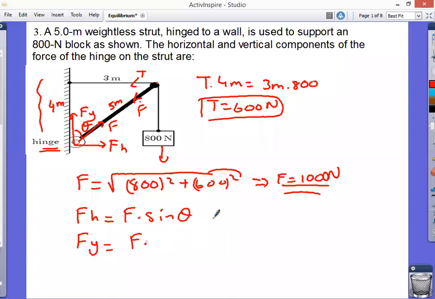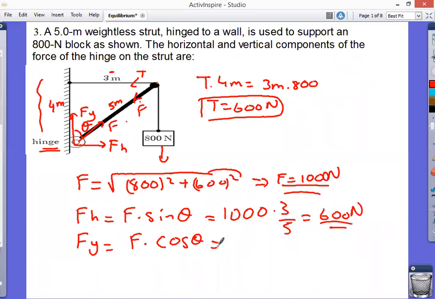So F times sine theta. F we already found, 1000. What is sine theta? How can you find the sine theta? You can just divide 3 over 5, the side across the angle over the hypotenuse. So it's going to be 3 over 5, which is going to be 0.6. When you multiply this, you're going to get the horizontal component as 600 Newton. Okay, this is going to be the horizontal component.